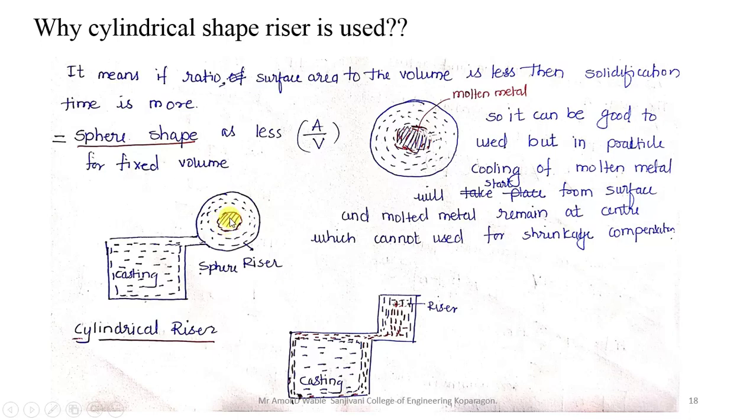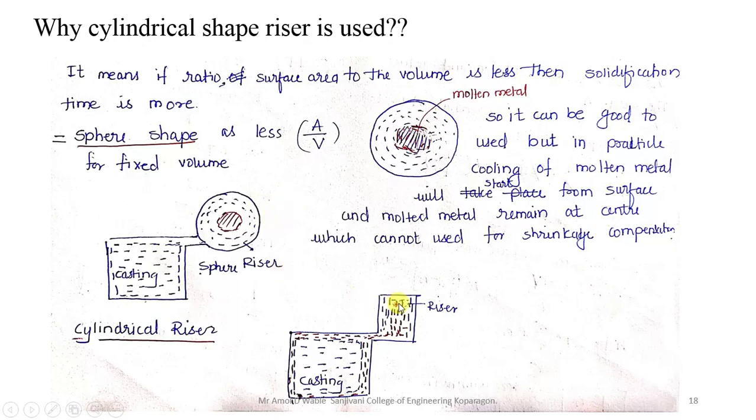So what is our condition? The molten metal should fill the gap which is generated due to shrinkage, or it should compensate the shrinkage gap. But now the molten metal does not have a space to flow into this gap, because the whole space around it has solidified. So due to this reason, even though the surface area to volume ratio of a sphere is less, due to this practical condition, you can't design your riser in a sphere shape. Remember, it is a very important concept.